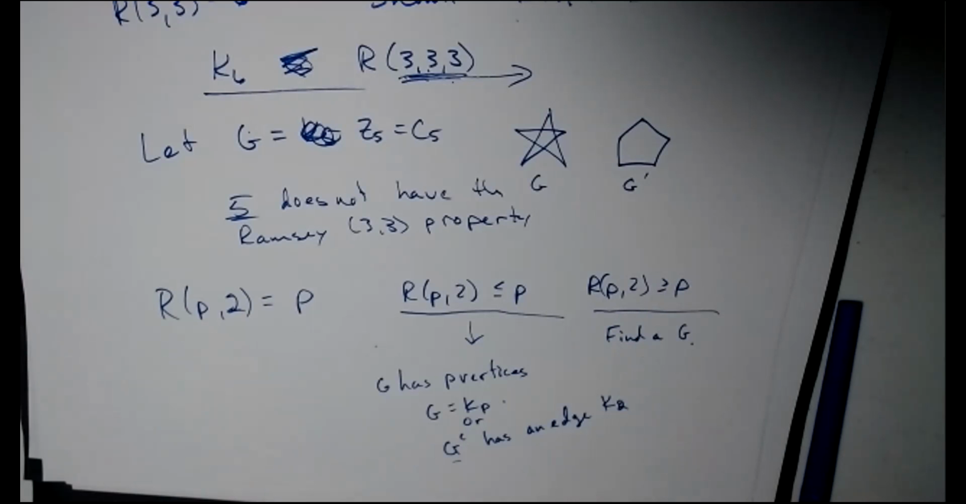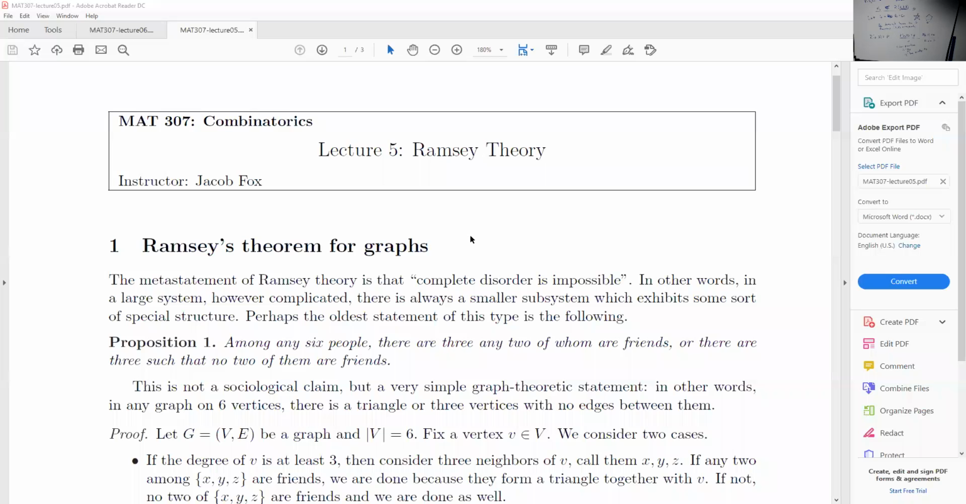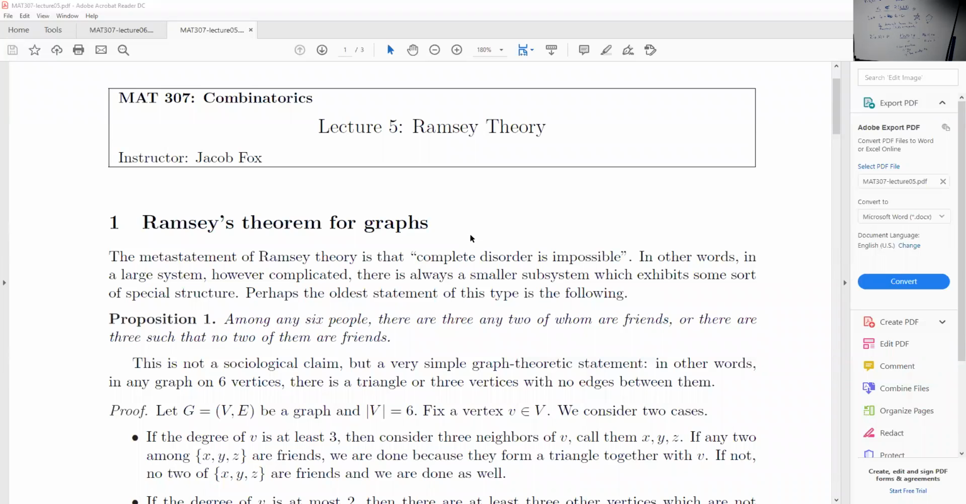I found, on MIT, I've referred to this a few times in the past. These are freely available lectures online. I'm going to share that screen with you here real quick. I didn't post a link to Canvas. I almost got there this morning and didn't make it. But if you Google Jacob Fox Math 307, you will get a link to all of his combinatorics lectures.